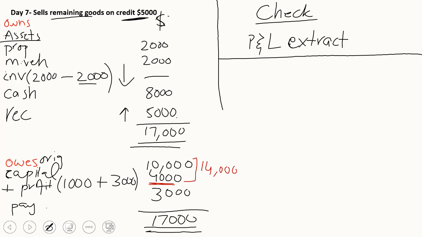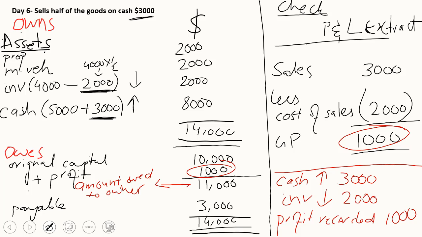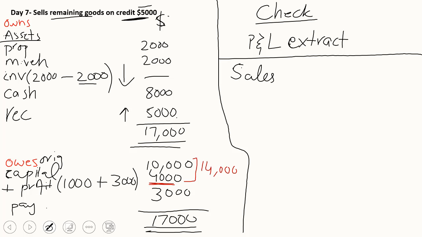Let's make a profit and loss extract. Sales. I will calculate the total profit now. How much was the sales? First, let's look at the previous example. It was 3,000 and now it's 5,000. So sales total of 8,000. So it's the total sales revenue, cash and credit.